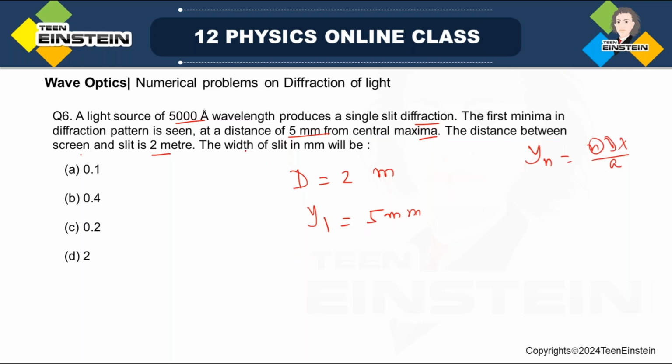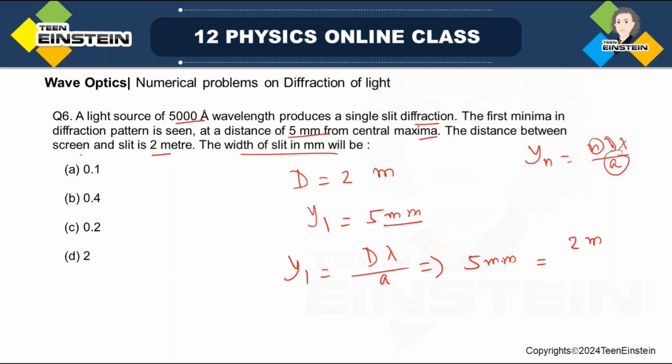You have to find out the width of the slit, that means a. So y1 will be given as dλ/a. Here y1 is given as 5 millimeter and d is given as 2 meter.